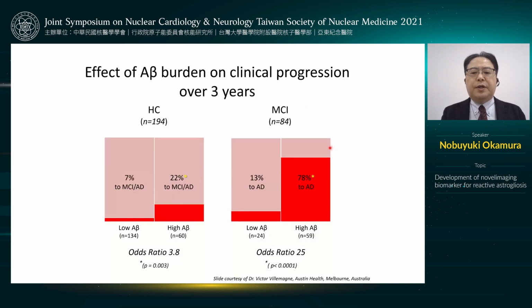Amyloid positivity is strongly associated with the prognosis in elderly people. The risk of cognitive decline is about 3 times higher in amyloid positive healthy controls than amyloid negative controls. And as shown in the previous slide, amyloid positivity in MCI is a very strong risk factor for future cognitive decline.